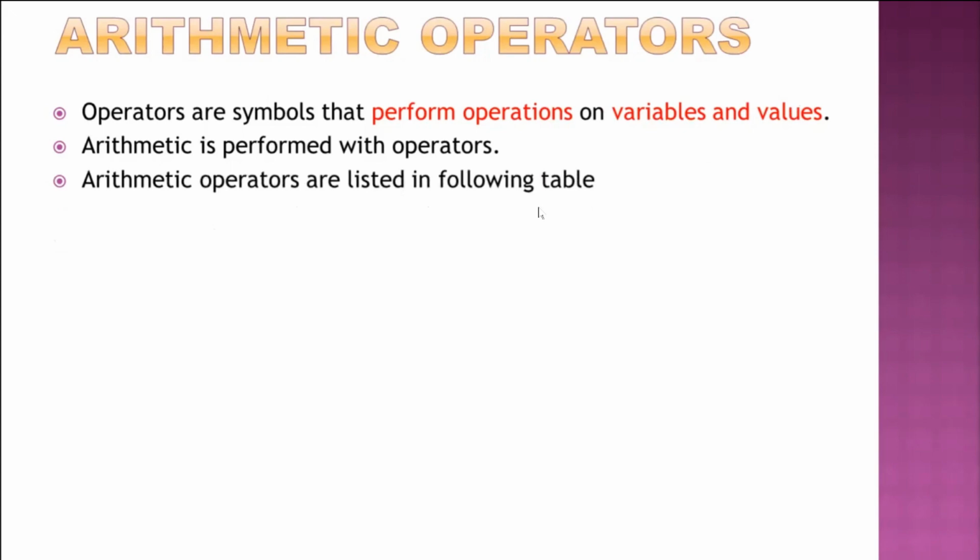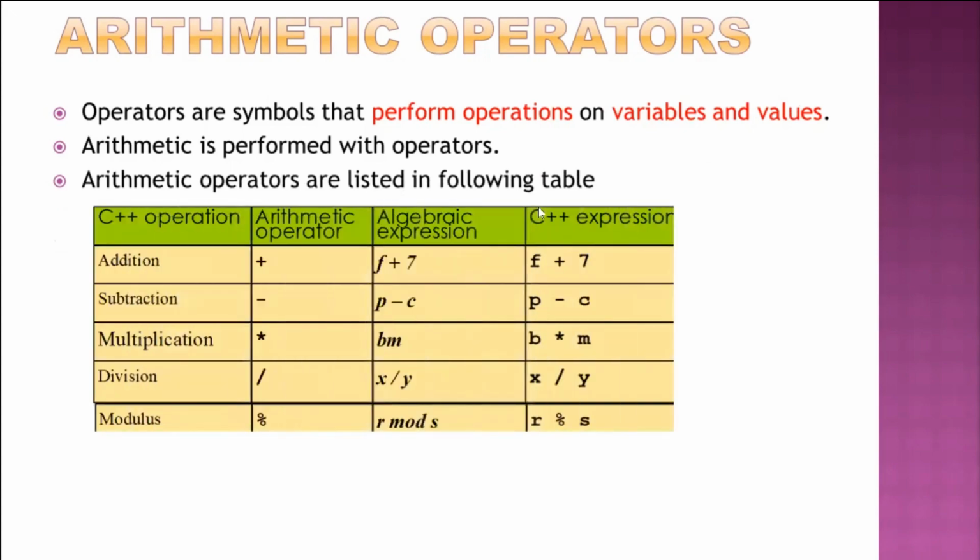So arithmetic operators are listed in the following table. What kind of arithmetic operators do we have? Addition, subtraction, multiplication, division, and modulus. We have already seen these types of arithmetic operators within our algebraic expressions. Like you can see that we have f plus 7. The corresponding C++ expression you can write as it is, f plus 7. In the second case, you have the subtraction, p minus c. You can write the same.